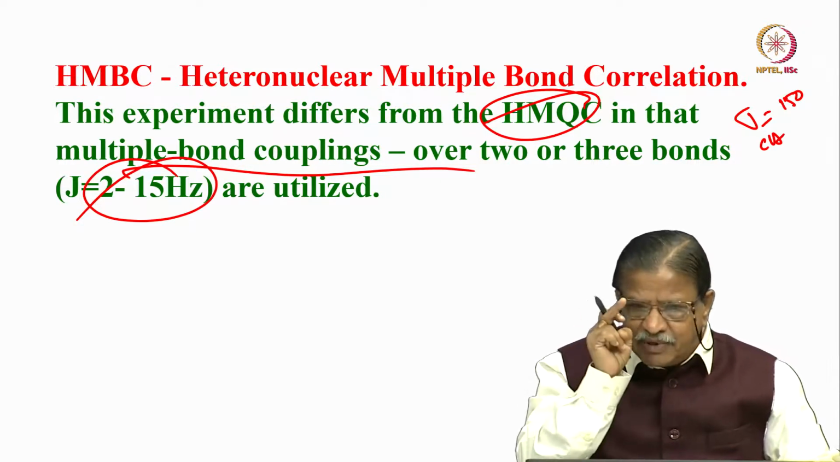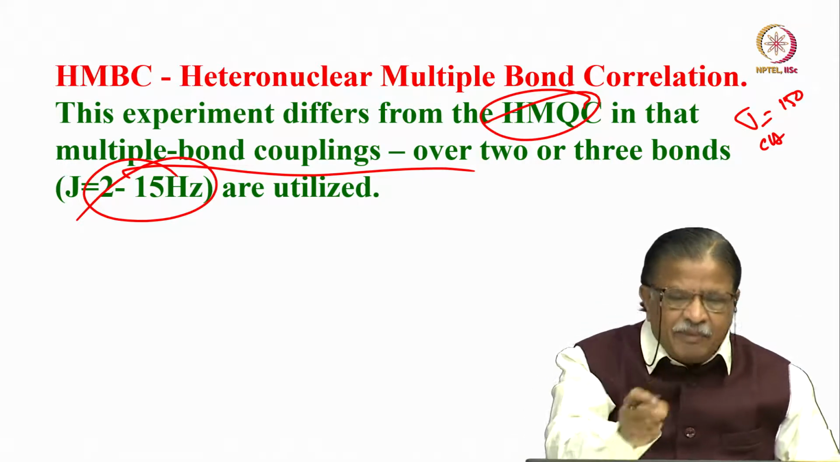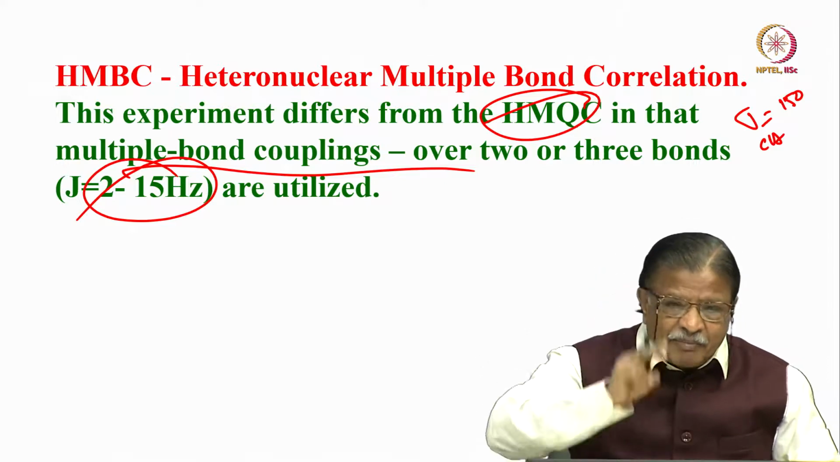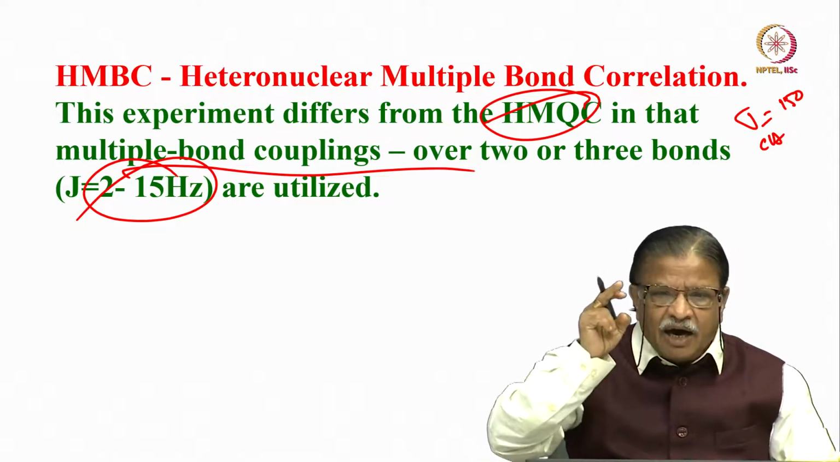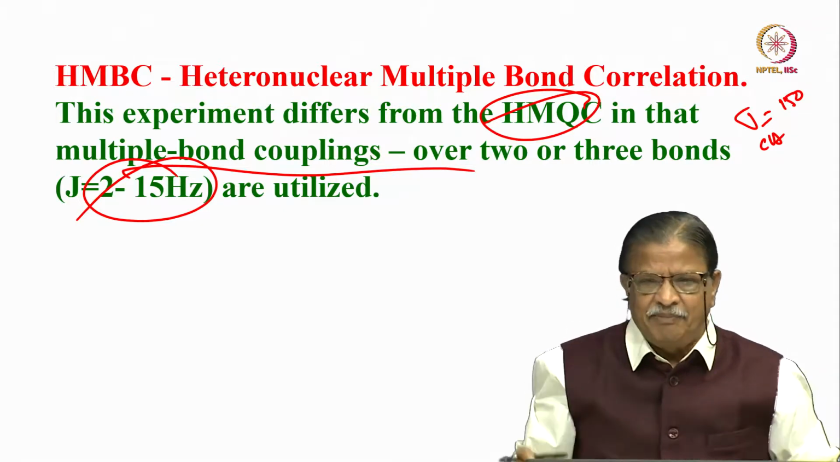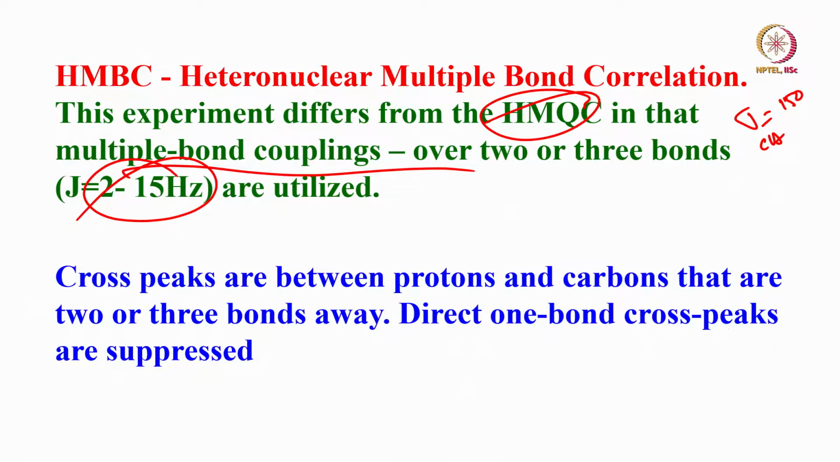So HMBC can be utilized to establish the correlation between 2 heteronuclei that are separated by 2 bonds or 3 bonds. That is called an HMBC experiment. Cross peaks are between protons and carbons that are 2 or 3 bonds away in HMBC, whereas cross peaks are between directly bonded proton and carbon in HSQC.